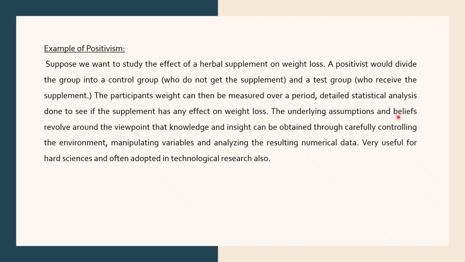The underlying assumptions and beliefs revolve around the viewpoint that knowledge and insight can be obtained through what? Carefully controlling the environment, manipulating variables, and analyzing the resulting numerical data, so that we can get the results from it. Very useful for hard sciences and often adopted in technological research also.